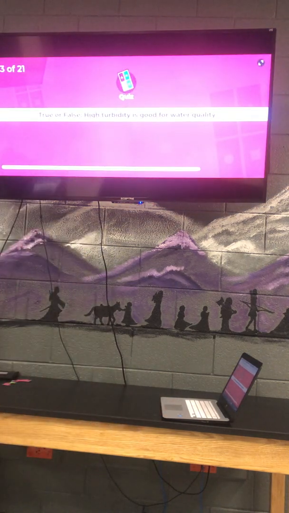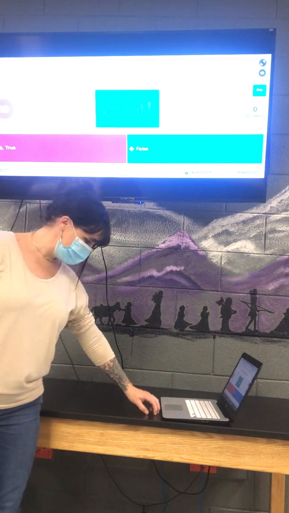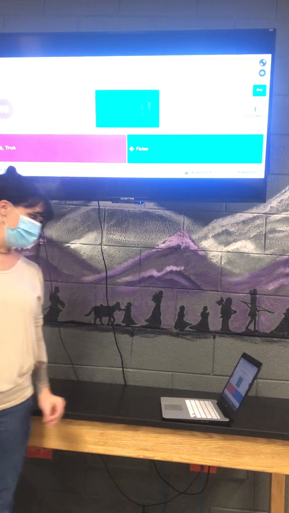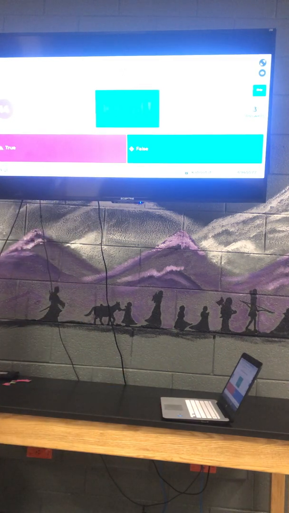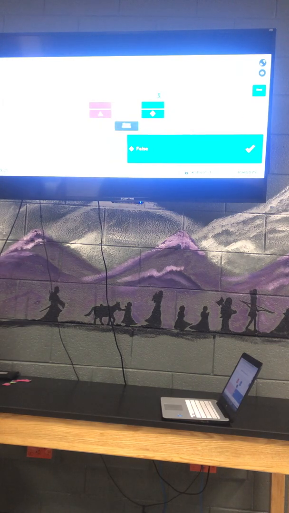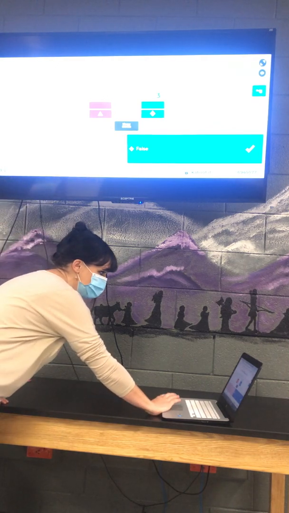True or false? High turbidity is good for water quality. That's like, it's muddy, it's cloudy. So it's not good to have a bunch of particles in water. You don't want it to be real muddy. You don't want to have a lot of stuff in it.